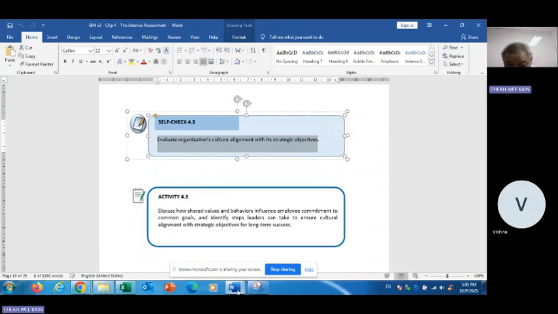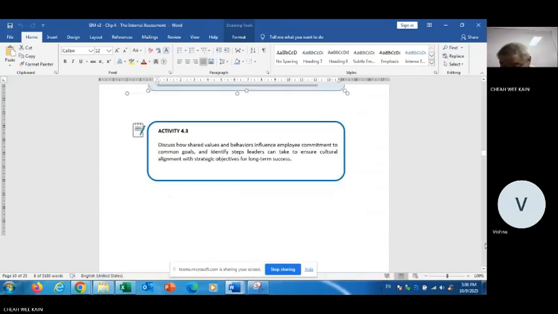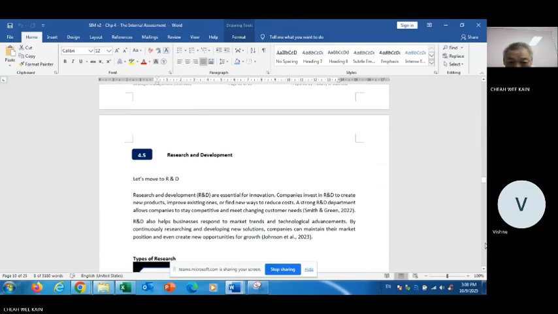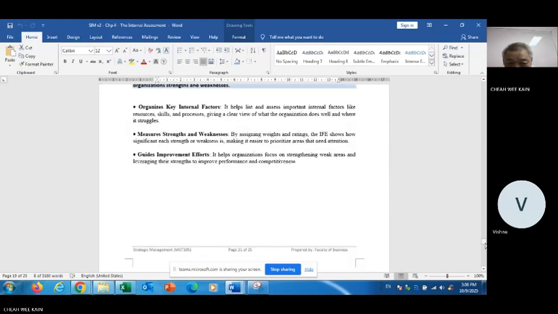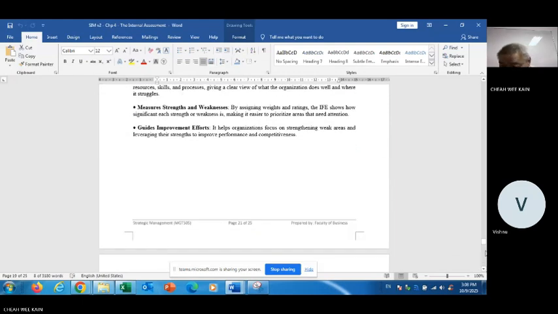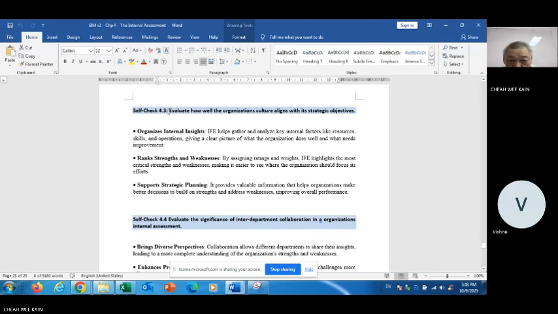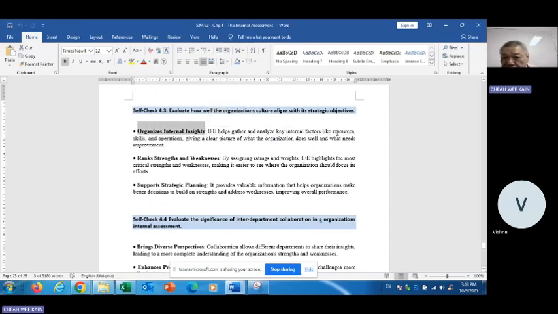So let's look at 4.3. Evaluate how well organization culture aligns with the strategic objective. If we use the IFA, it helps to analyze key factors like resources and so forth. And it gives you a clear picture of what the business does well and what needs to improve.